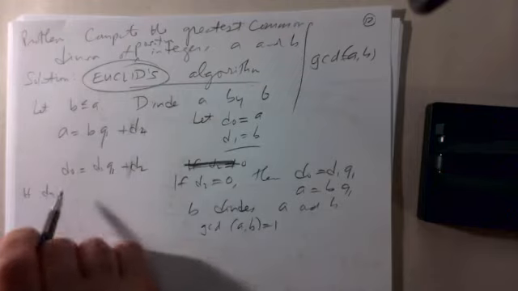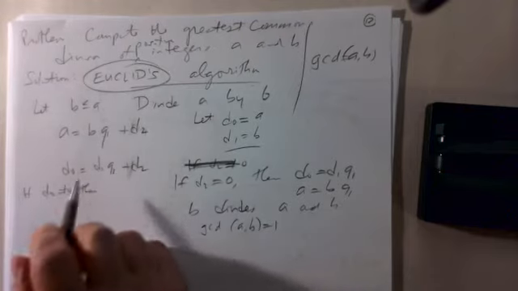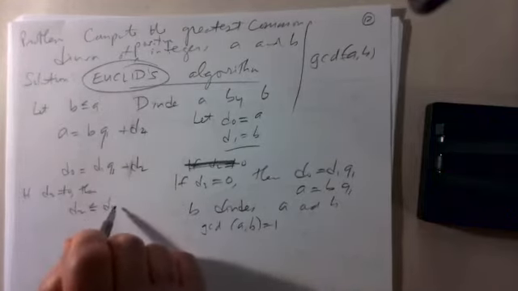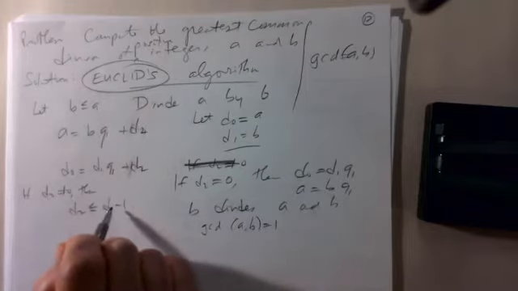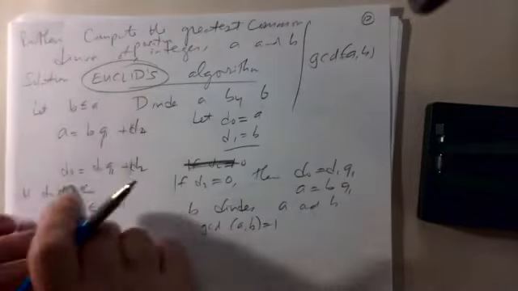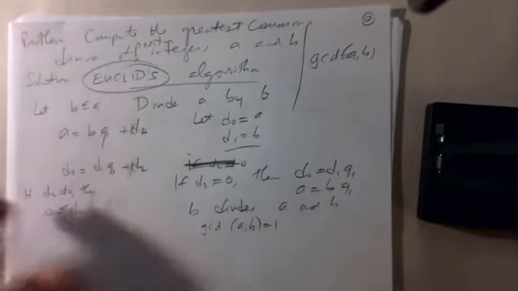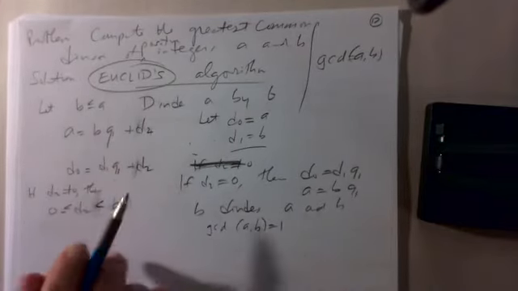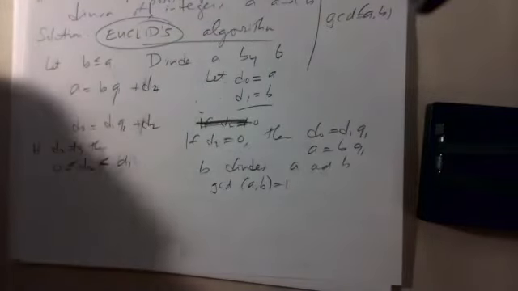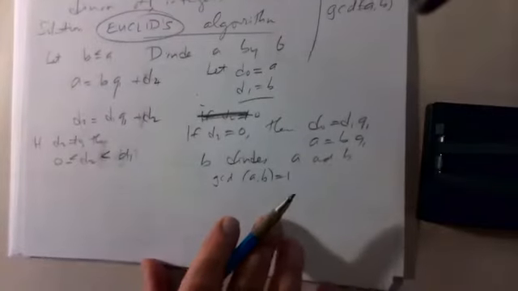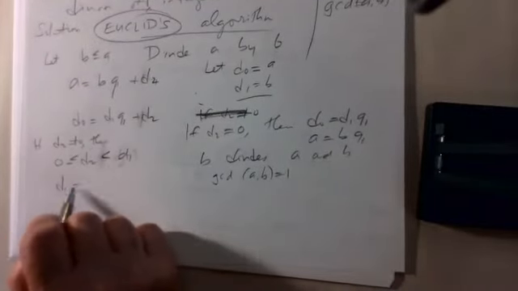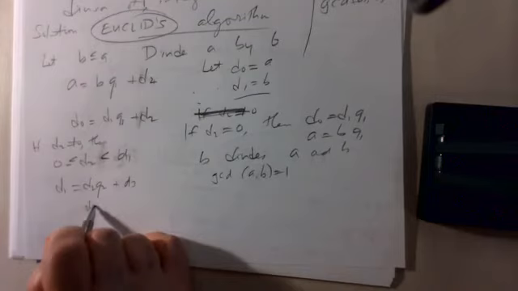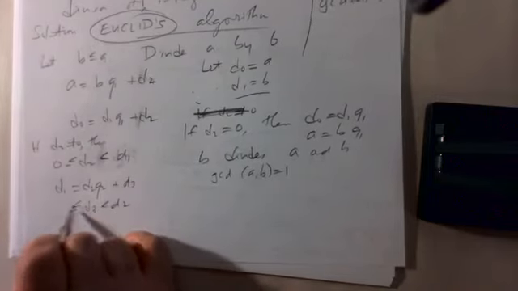If D2 is not 0, then of course, what do we know? The remainder is always strictly less than what you're dividing by. Now take D1 and divide it by D2. So take D1, that's D2 times some quotient, Q2, plus the remainder. And this remainder, again, is smaller than what we're dividing by and greater than or equal to 0.